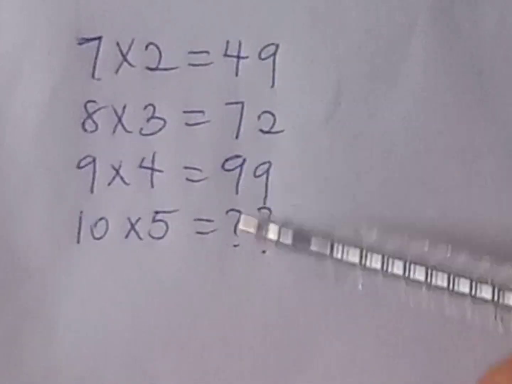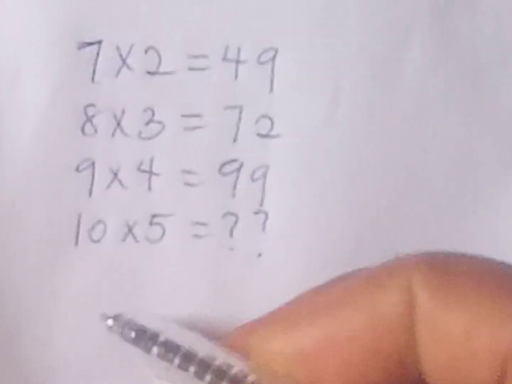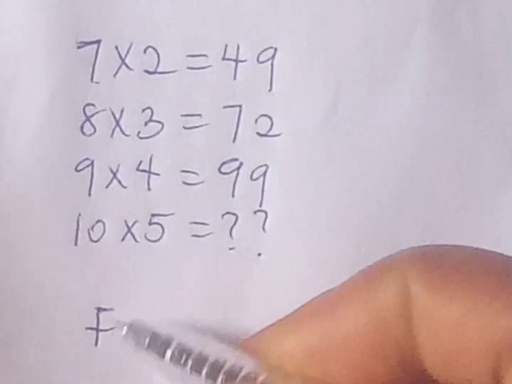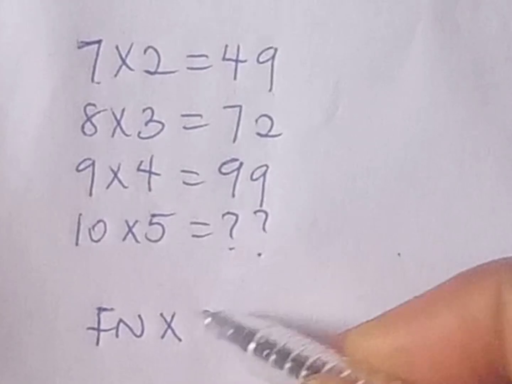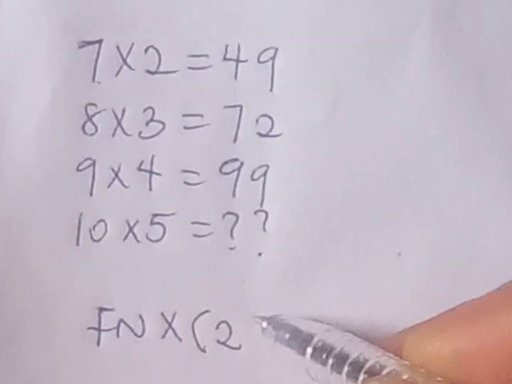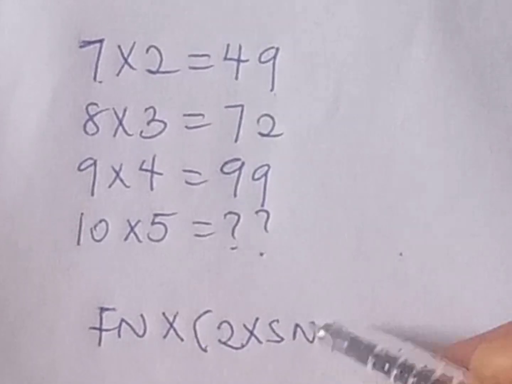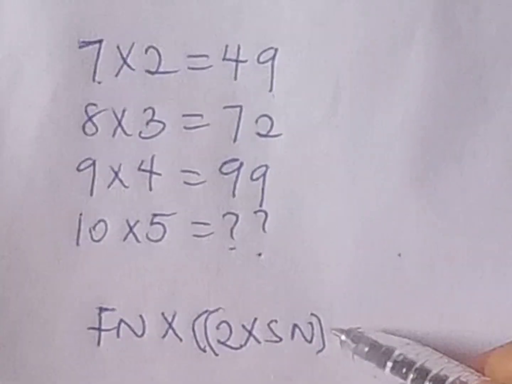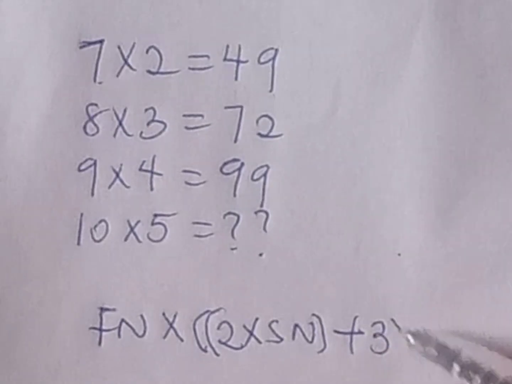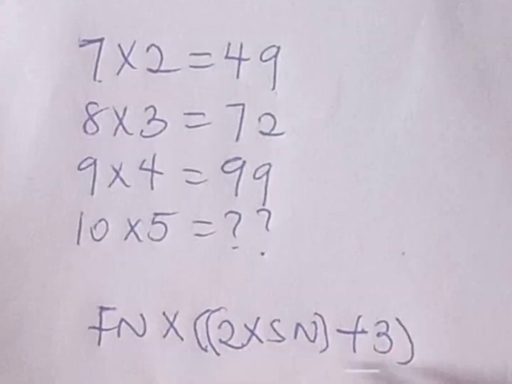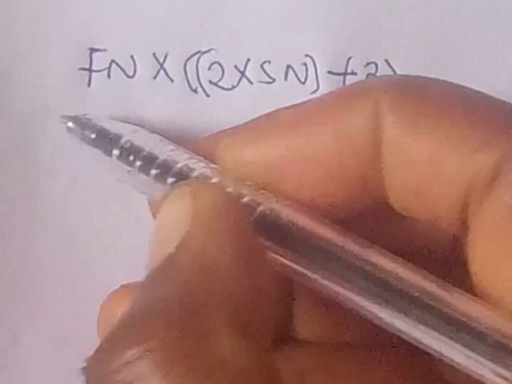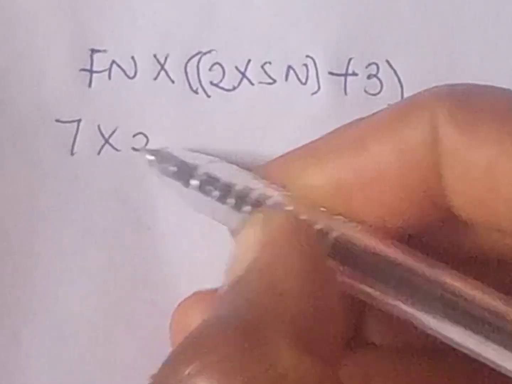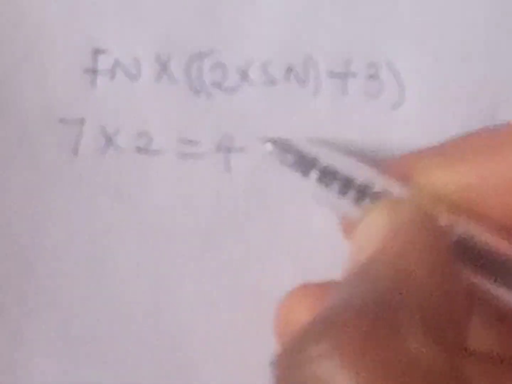The pattern in this puzzle says first number multiplied by, in bracket, 2 times second number, plus 3. So here is the pattern for this puzzle. Let's solve the first line, which says 7 multiplied by 2 equals 49.